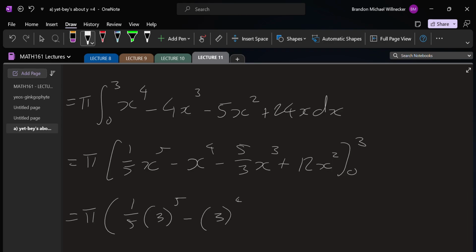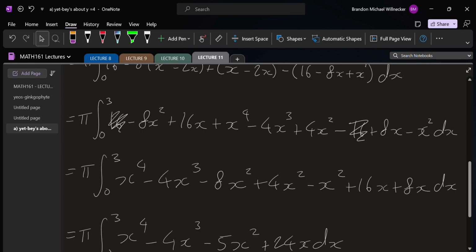Substituting 0 won't do anything, so we can just put in 3. That will be pi, 1/5 3 to the 5 minus 3 to the 4 minus 5 over 3 times 3 cubed plus 12 times 3 squared. Now you can just put that in your calculator to get the final answer. Any questions on this one?